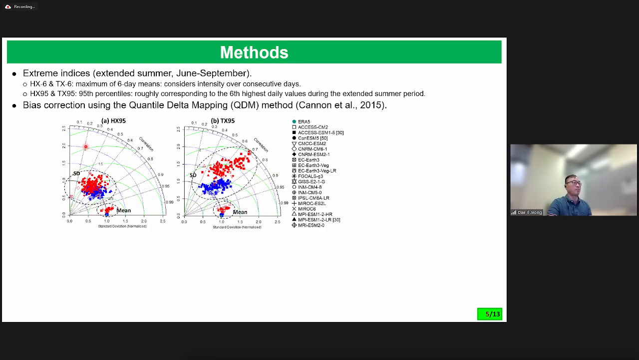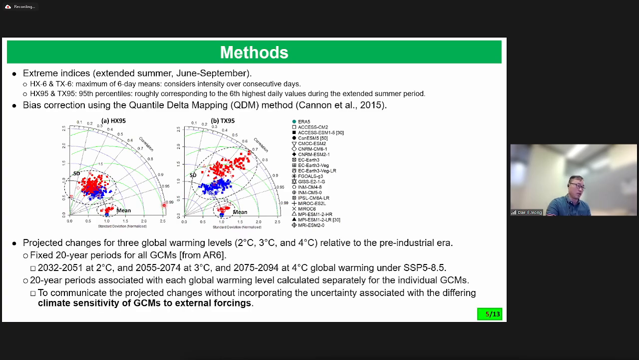Okay, so we applied the bias correction, quantile delta mapping, before the projection. You can see the blue symbols show better performance in terms of the spatial pattern of mean and standard deviation of HX95 and TX95 when compared to the original value. And we presented the projected changes at 3 global warming levels relative to the pre-industrial era.